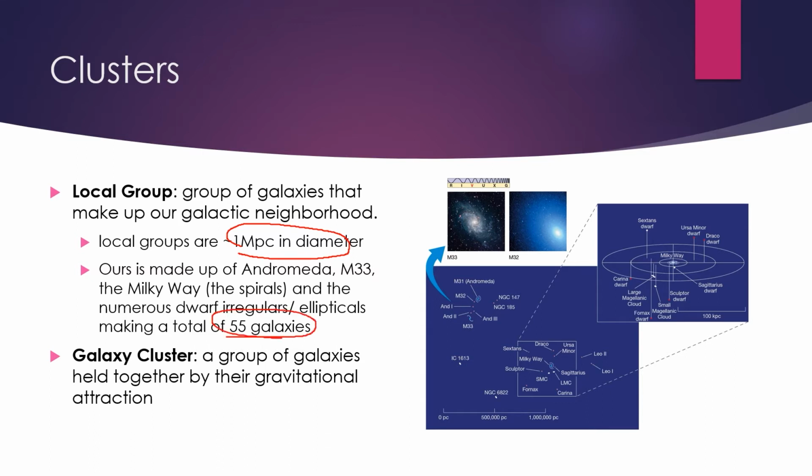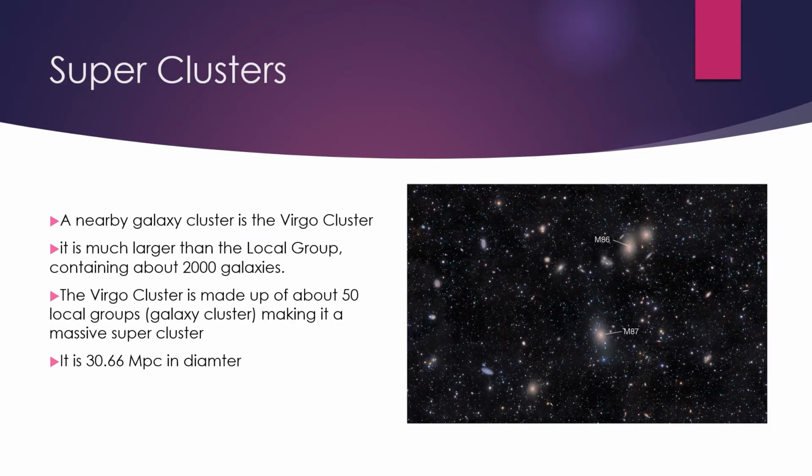A galactic cluster or galaxy cluster is a group of galaxies held together by their gravitational attraction. And then after that, you get superclusters, which is lots of galaxies coming together. A nearby galaxy cluster is the Virgo cluster. It is much larger than our local group. It contains about 2,000 galaxies. The Virgo cluster is made up of about 50 local groups, making it a massive supercluster. It is about 30.66 megaparsecs in diameter.